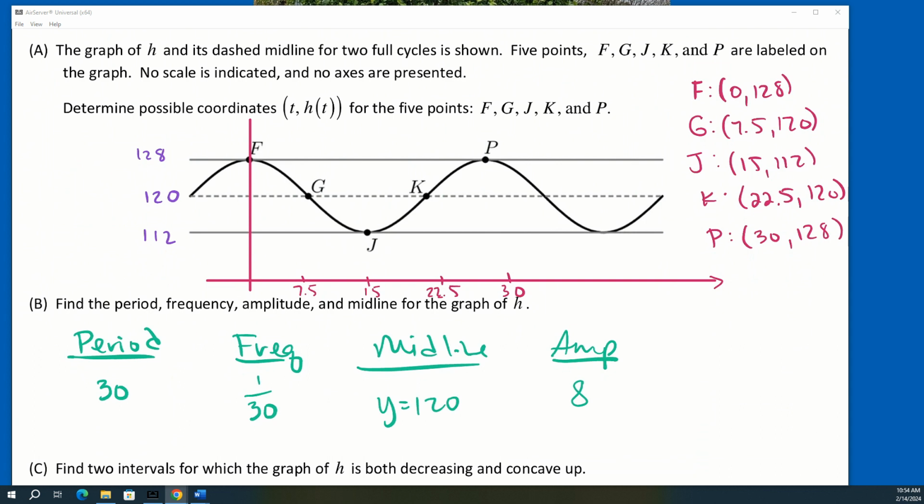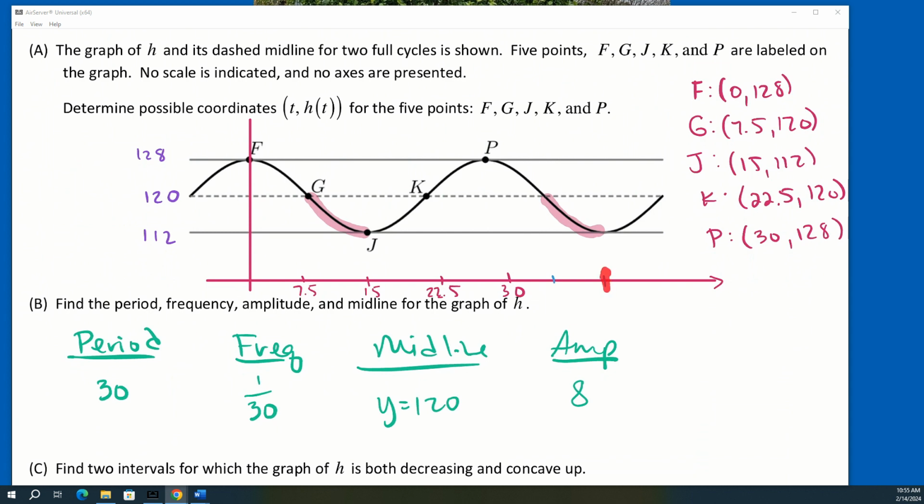Okay, and then part C, we're going to find two intervals of the graph of H that are both decreasing and concave up. All right, so decreasing and concave up looks like this. So there's one of them. And then we also have one here. So we're going to have to extend our horizontal axis a little bit.